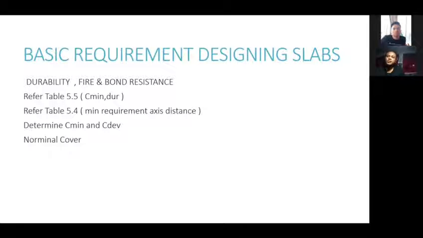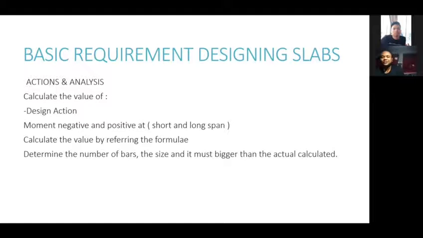Basic requirements for designing slab. Durability, fire and bond resistance. You can refer to table 5.5, which is Cmin and Cmin duration. Refer to table 5.4 for minimum requirement axis distance. And you can determine Cmin, Cdev and nominal cover by referring to the tables. Okay, next.